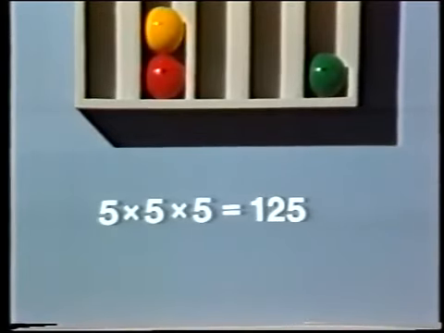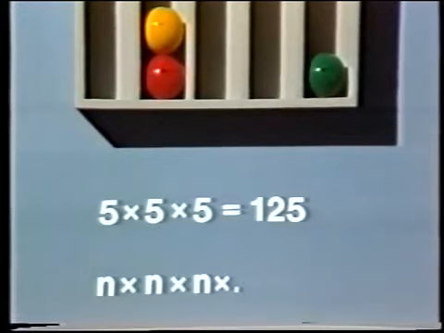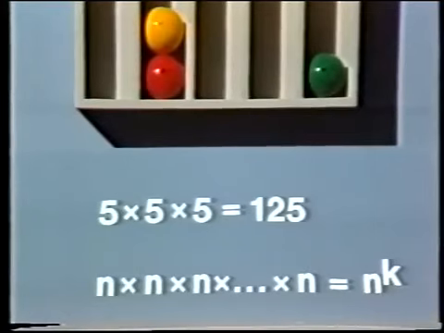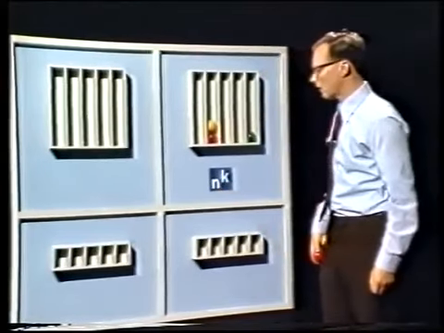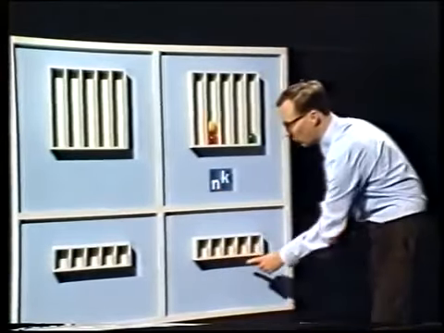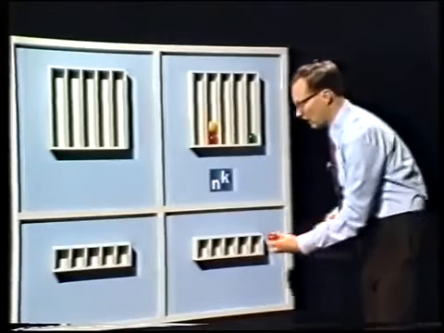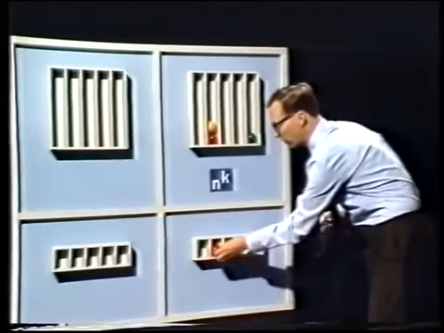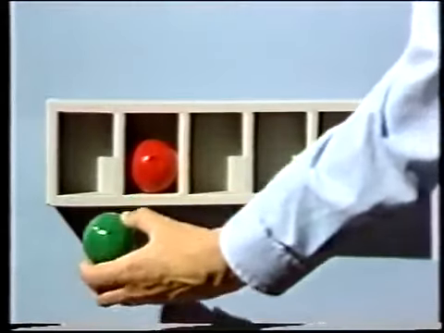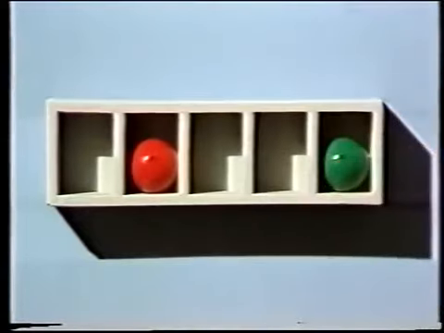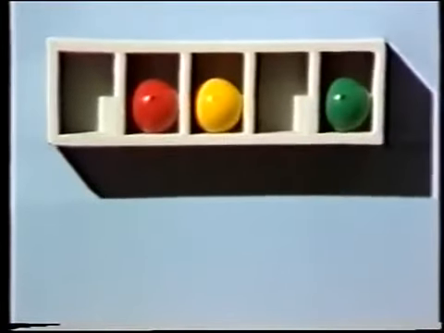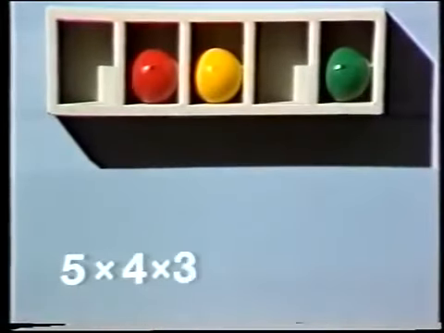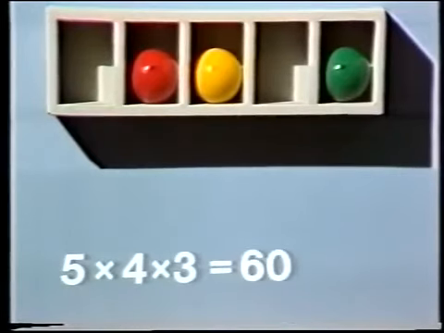And in general, if we have n pigeonholes and k balls, then the total number of ways is n times n times n k times, and that's just n to the k. So the number of ways in this case is just n to the k. Let's see what happens now if we allow only 1 ball in each pigeonhole. In this case, the first ball can go into any of the 5 pigeonholes, the second can go into any of the remaining 4, and the third can go into any of the remaining 3, giving a total of 5 times 4 times 3 ways. That's 60, which is less than half the number we had before.